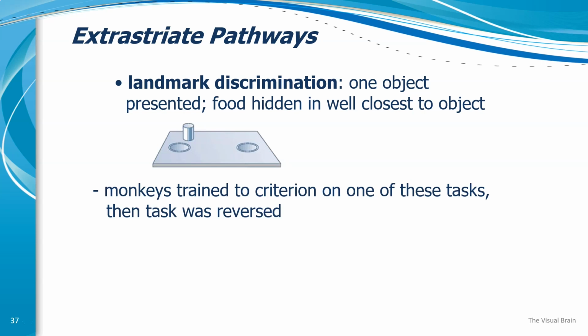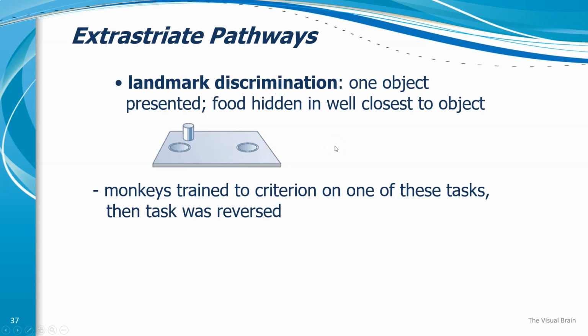Monkeys had to be trained to do this because it takes them a little while to figure it out. And then, oh dear, the task was reversed. Now this makes it pretty difficult. A reversal means if you're shown the brick, the food is now under the cylinder. It's the opposite location. With the landmark task, you're shown the object, the food would be hidden in the other well. That's what the reversal means. So it makes it non-trivial, shall we say.